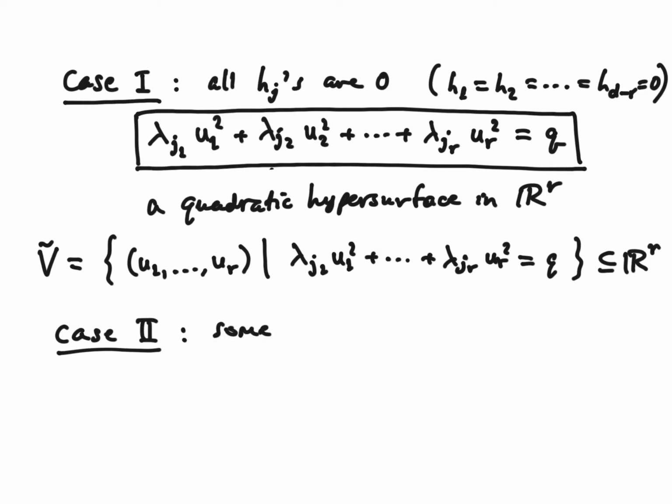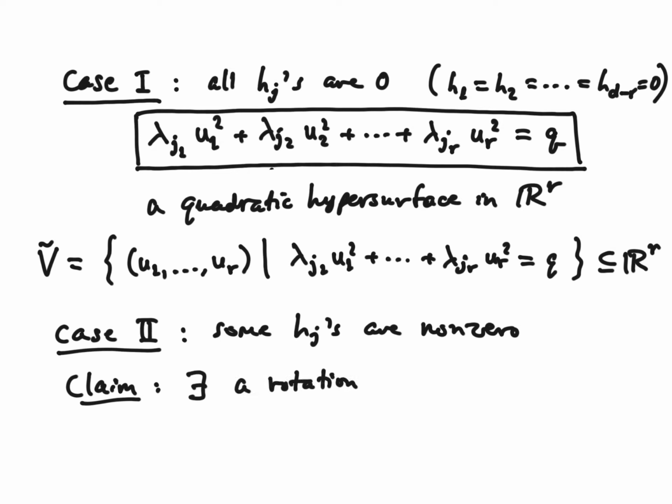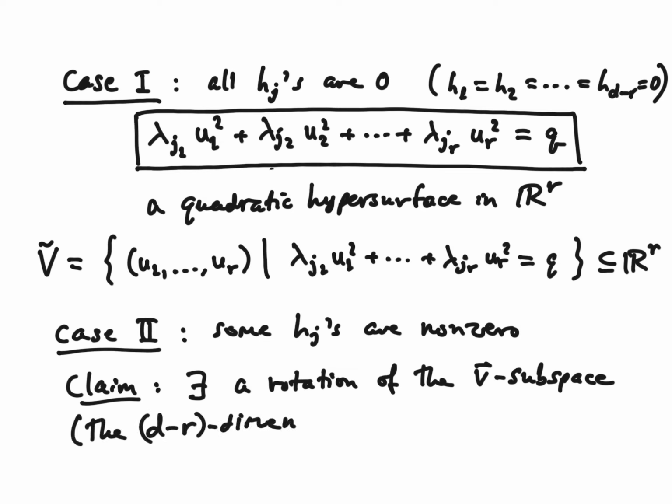All right, but case 2, we could say that some h_j's are non-zero. Okay, and I claim that in this case, there is a rotation of the V subspace. Let me call it that. What I mean by that is the D minus R dimensional space spanned by the V's.